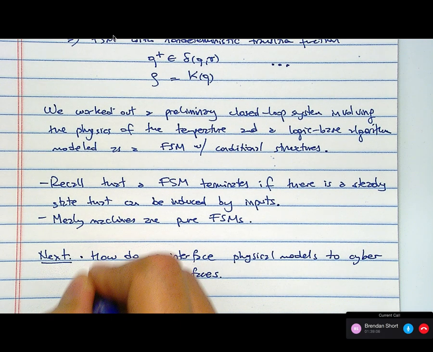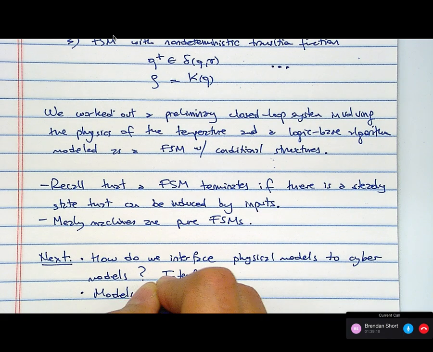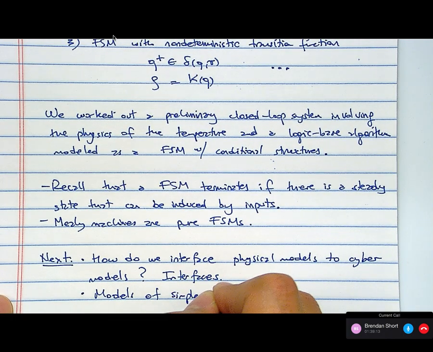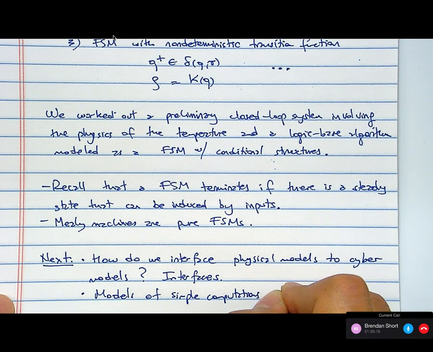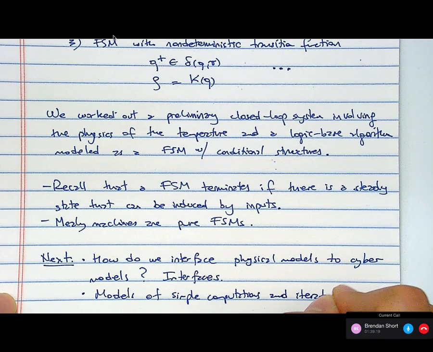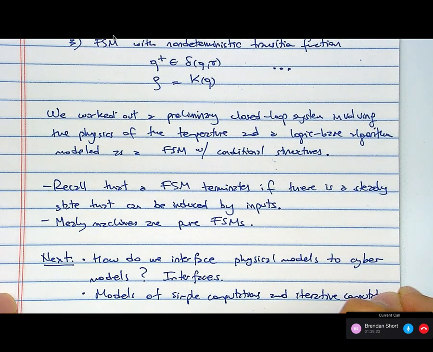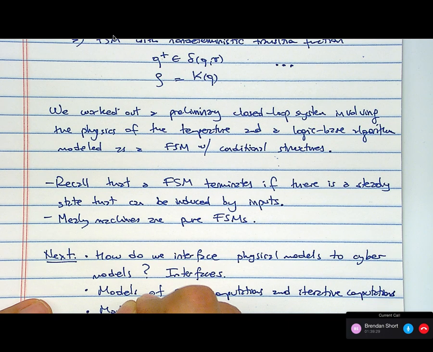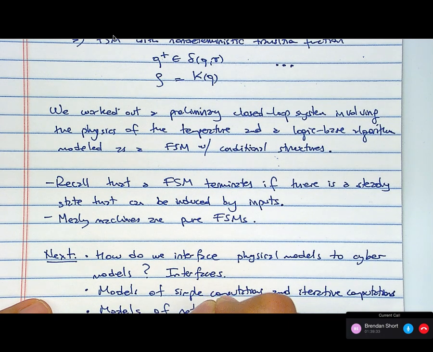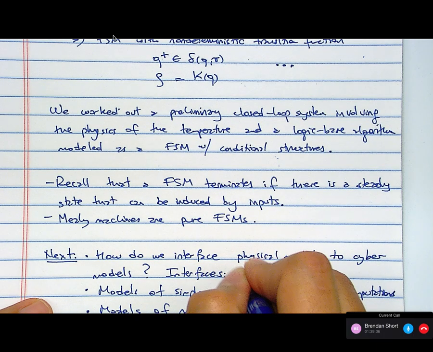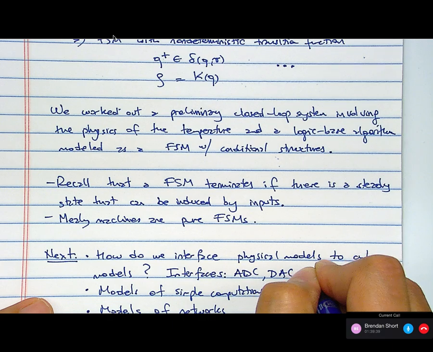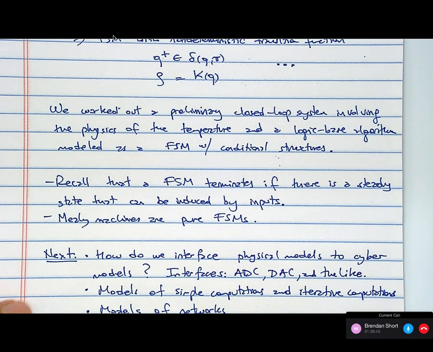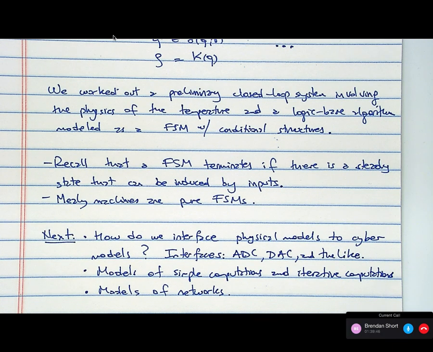We're going to also see models of simple computations, and iterative computations. And then the idea will be to also model networks. So these converters are typically ADC, DAC, and the like. In the model of networks, that's where another non-determinism will pop up.